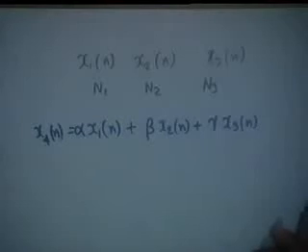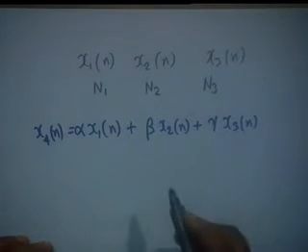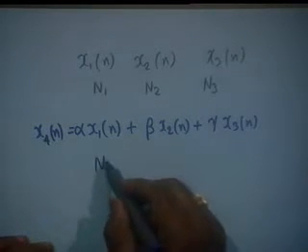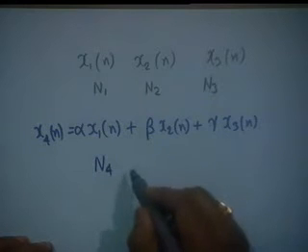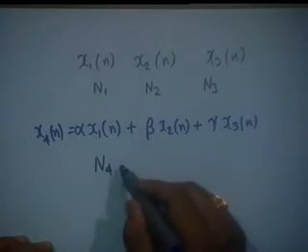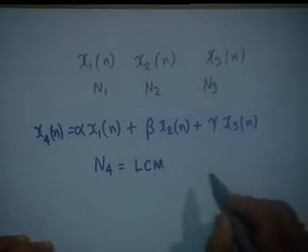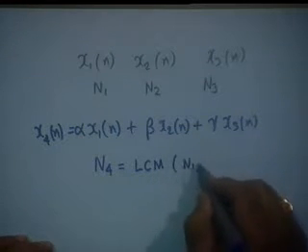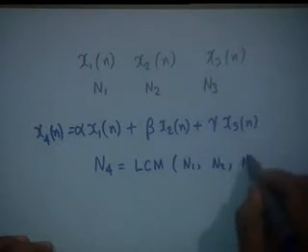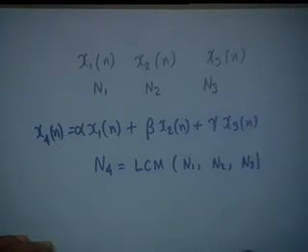It is surely periodic. But the period of x4 is the lowest common multiple, LCM, of N1, N2 and N3. Let us take an example.